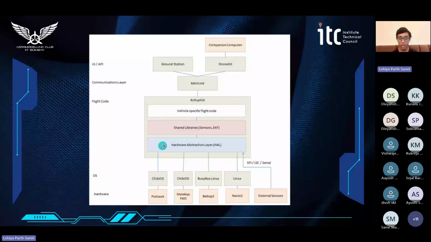Now we have the communications layer, that is the MAVLink protocol. This is the connection between the flight code and the ground code of the ground station. And this ground station can run on a companion computer, for example, a Raspberry Pi.